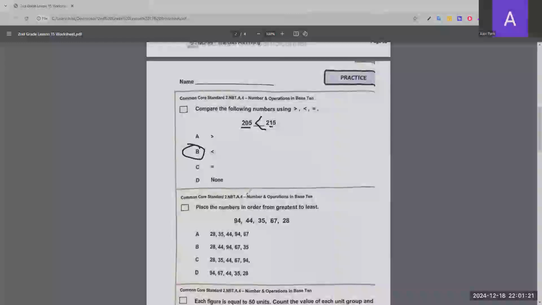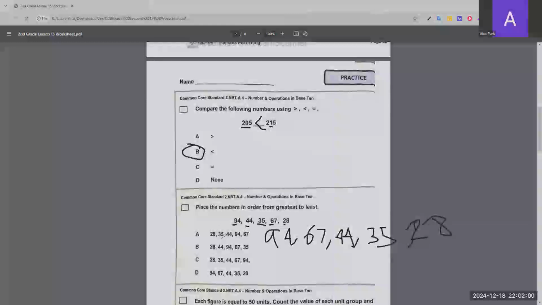Next, place the numbers in order from greatest to least. 94, 44, 35, 67, and 28. So we can look at the tens and just rank them from greatest to least there. The biggest number in the tens is 9, which is 94. So that's the first number. Next, we can see here that it's 6, 67, and then 4, which is 44. Then 3, 35, and then 2, 28.